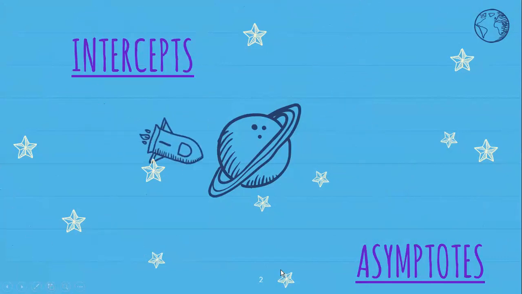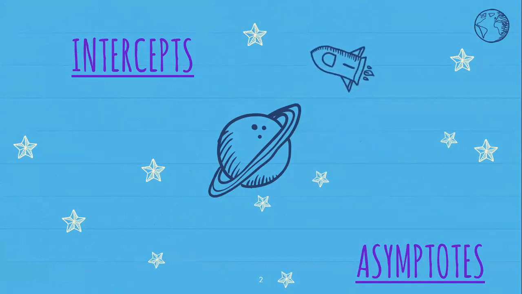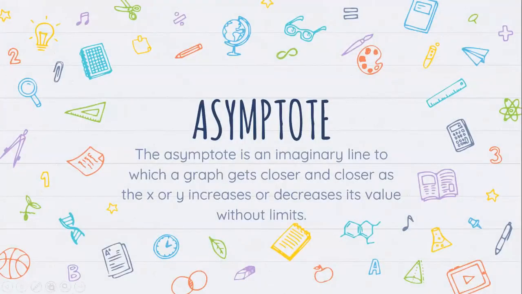Ayan. Kung mapapansin nyo, kaya nga siya intercept kasi tumatama siya dun sa planet, yung rocket ship. And then the asymptote, dumidikit lang. Yun actually is the definition of our asymptote. The asymptote is an imaginary line or lines to which a graph gets closer and closer as the x or y increases or decreases its value without limits. Actually, asymptote is very important, especially in calculus. Pero I'm not the best person to explain this in the calculus way. Pero ituturo ko siya in GenMath way or in algebra way.